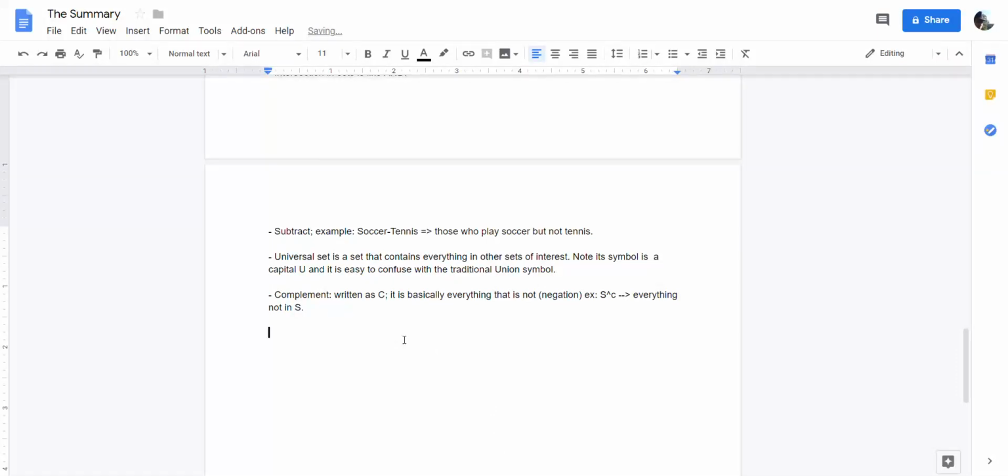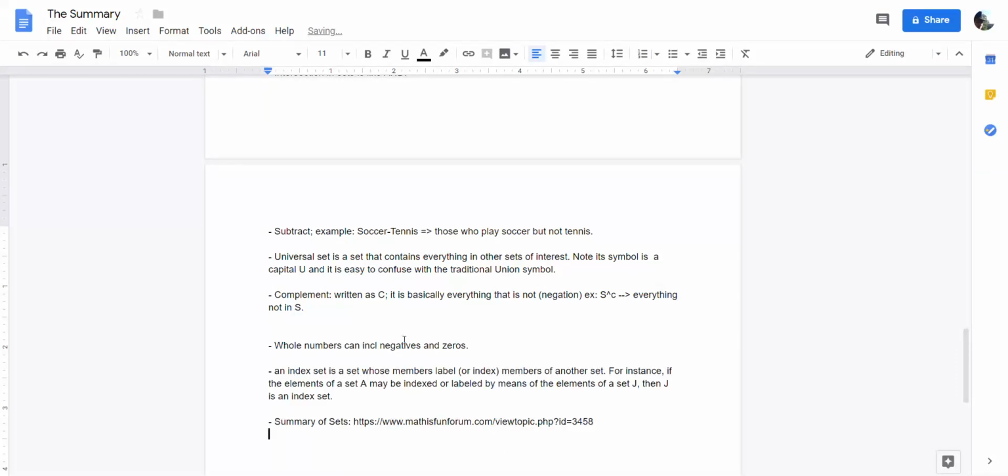The reason I'm copying to the drive is that later I will have to cleanse things out. Next set. This was a topic we were introduced to the last time, which is an index set. An index set is a set whose members label elements of another set.